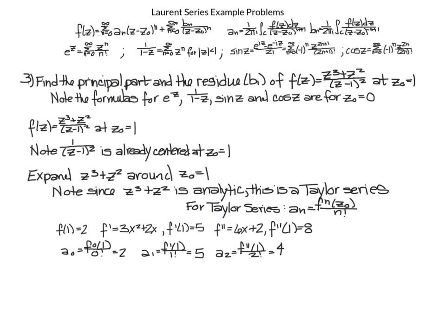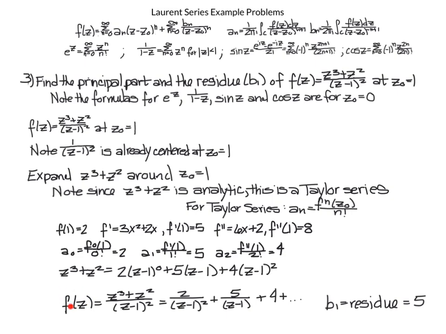So now we can write our coefficients. A naught is equal to f of 0 of 1 divided by 0 factorial, which is just 1. So that's going to give us 2. A1 is this 5 divided by 1 factorial. That gives us 5. A2 is this 8 divided by 2 factorial, which will give us 4. That means our Taylor series expansion is: our first coefficient is 2, where we have z minus z naught raised to the 0 power. Our second coefficient is 5, z minus z naught raised to the first power, plus our next coefficient is 4, z minus z naught squared, and you can continue this pattern. But these are the first few terms of our Taylor series expansion of z cubed plus z squared centered at 1, as opposed to being centered at 0.